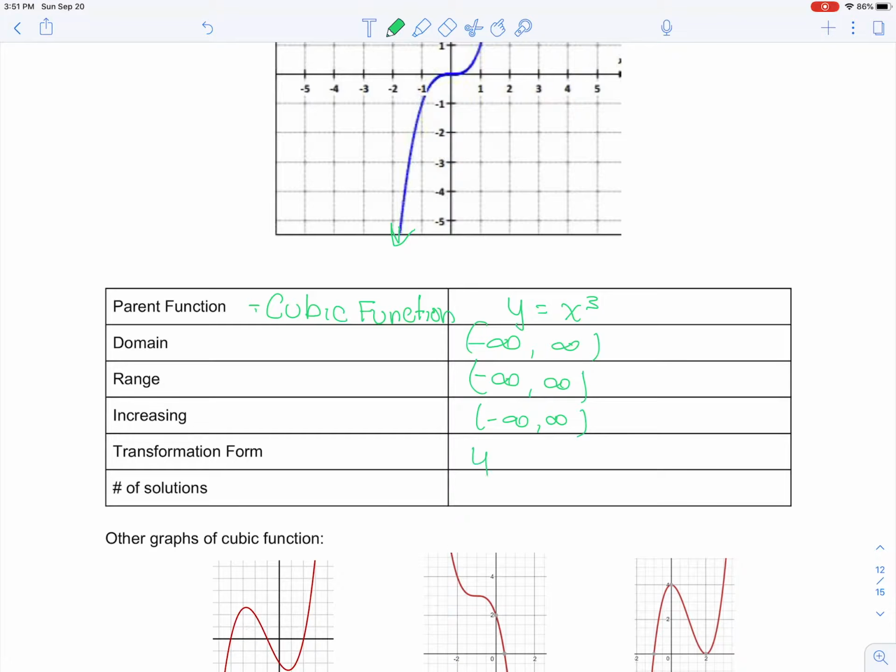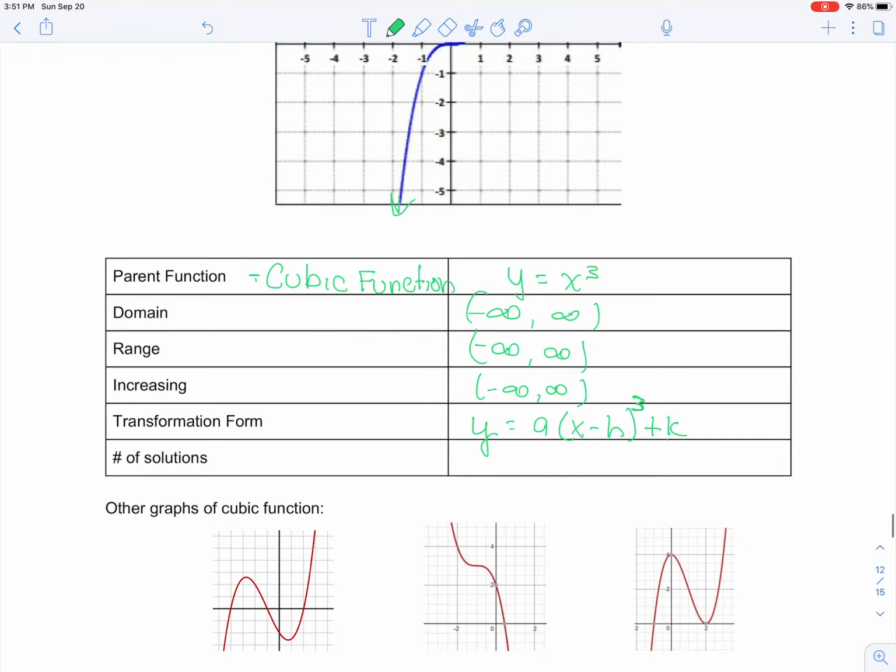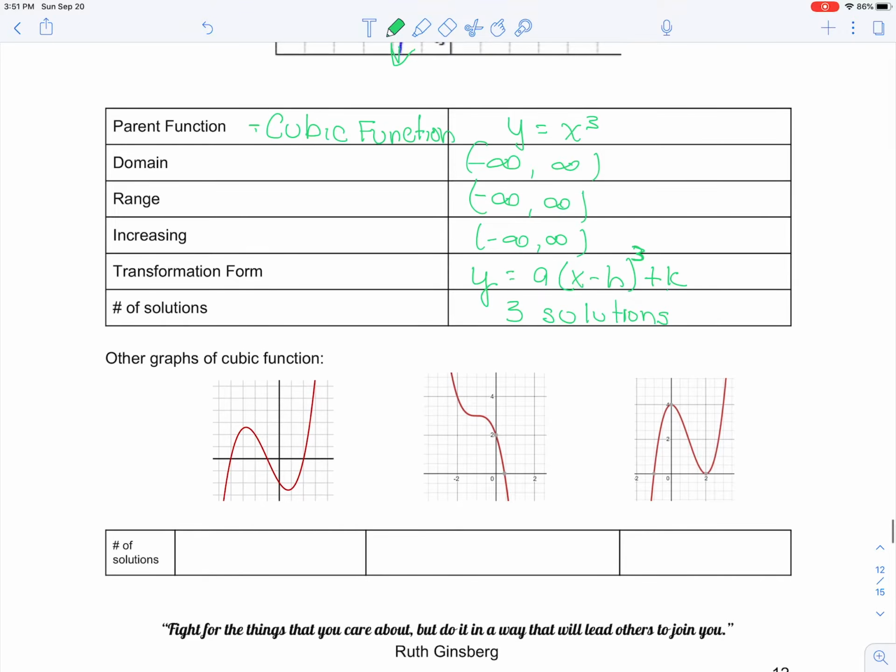The transformation form is like we've seen before, y equals a(x minus h) cubed plus k. And the h moves left and right, and the k moves up and down, just like we've done before. A cubic function can have as many as 3 solutions. It can have as little as 1, but it will always have at least 1 solution. All cubic functions have at least 1 solution.